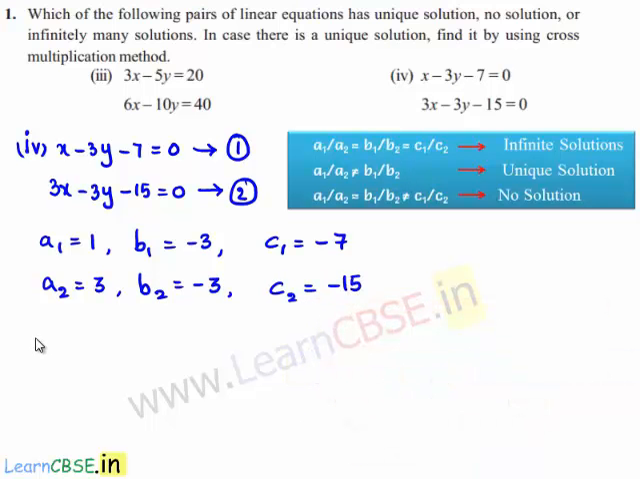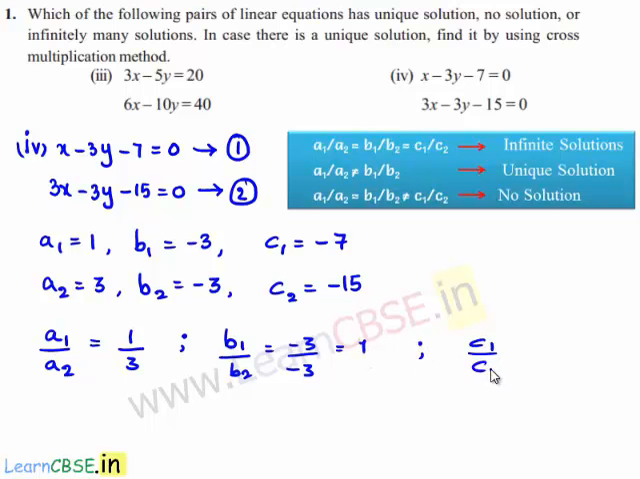So let us find a1 by a2, b1 by b2, and c1 by c2. Now a1 by a2 is equal to 1 divided by 3, b1 by b2 is equal to minus 3 divided by minus 3, which is nothing but 1, and c1 by c2 is equal to minus 7 by minus 15, that is 7 by 15. So we can observe a1 by a2 is not equal to b1 by b2.